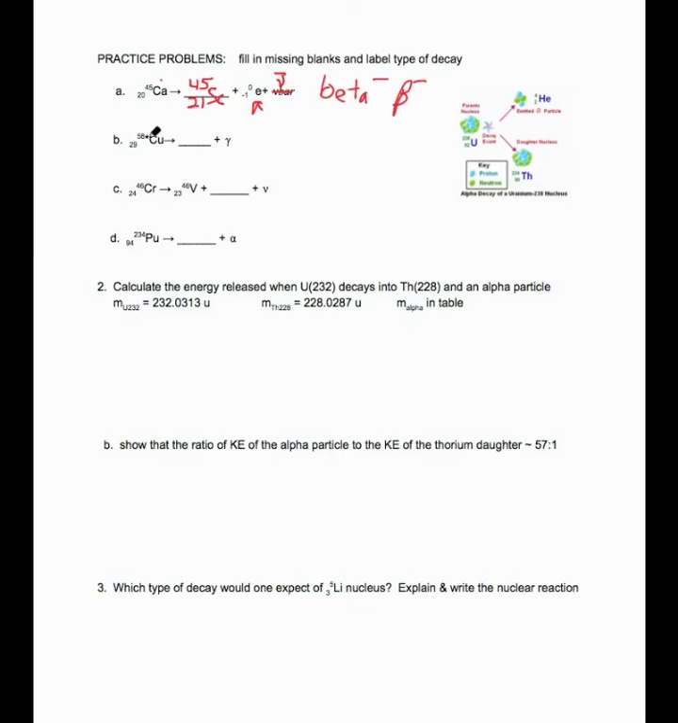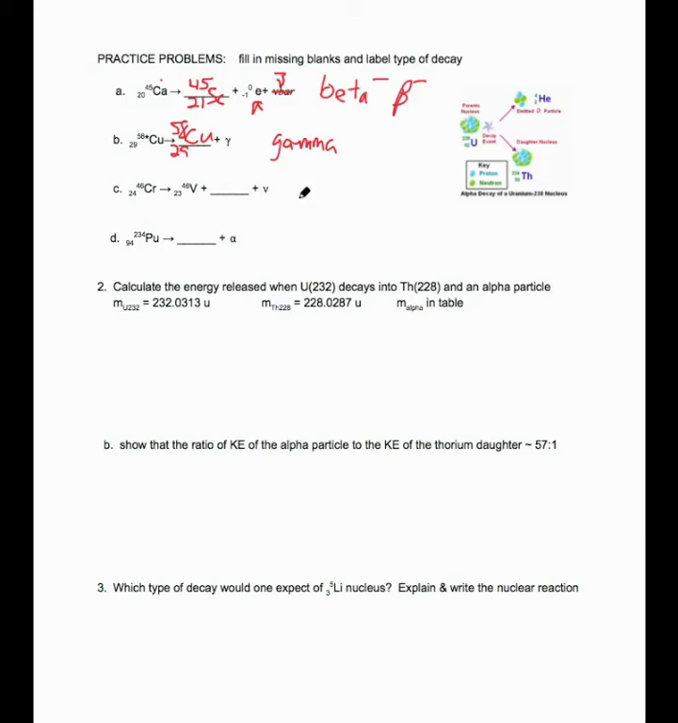Alright, so here we have copper, and then we have a gamma, so it's clearly gamma emission. And since gamma has no charge and no mass, nothing's going to change, so it's still going to be copper 58, 29.